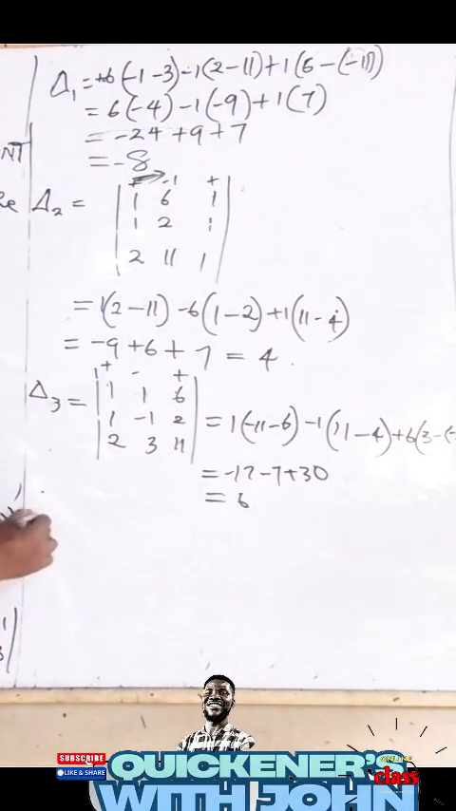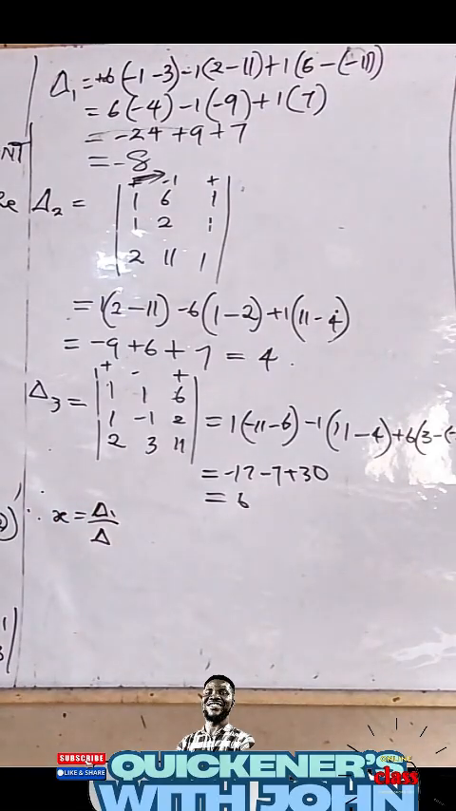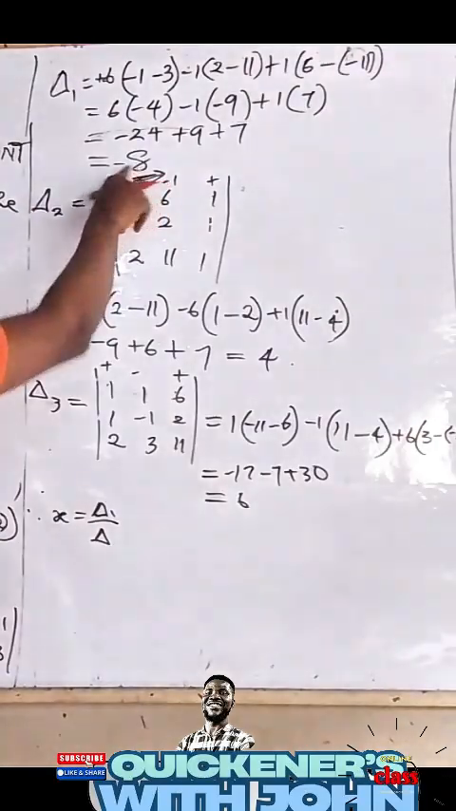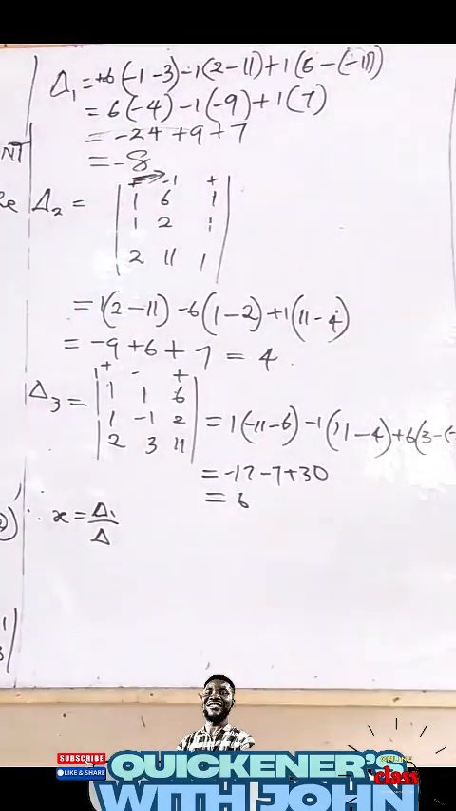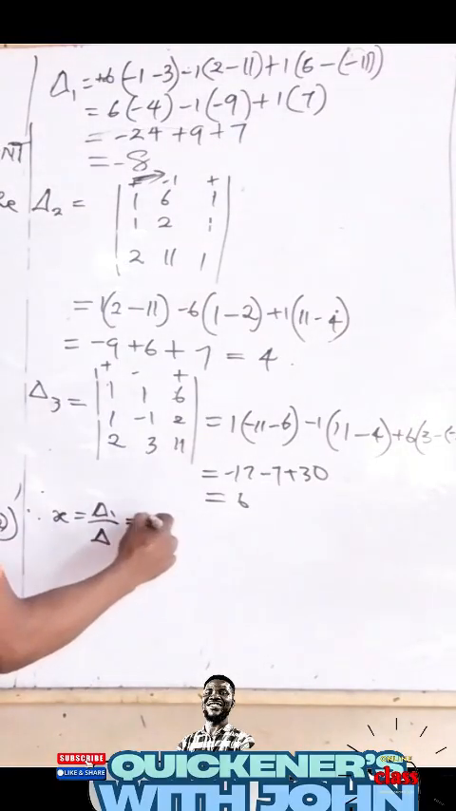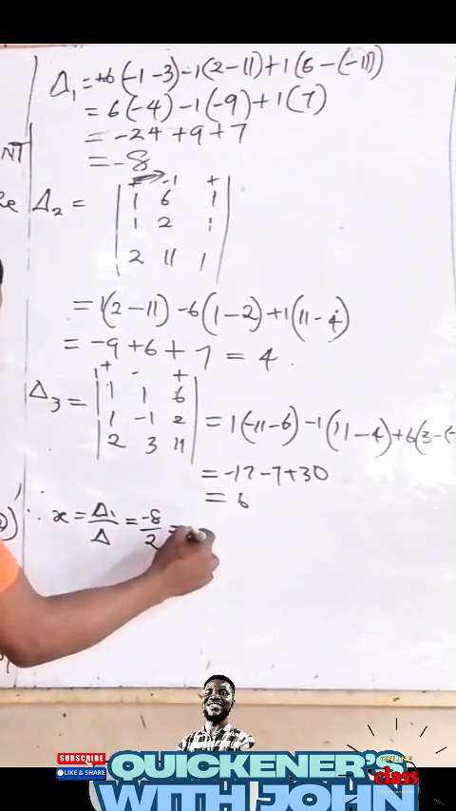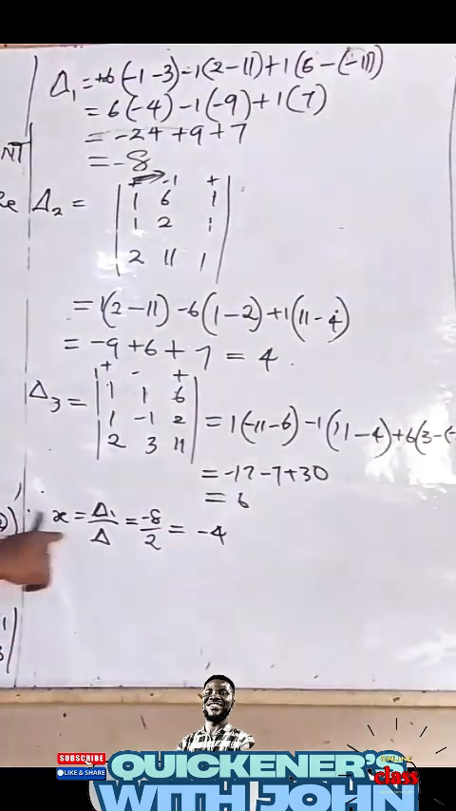So therefore, our x is what? Delta 1 over the normal delta. So this is our delta, and this is delta 1. What do you get from delta 1? Minus 8. Minus 8 divided by delta. Our delta is what? 2. So minus 8 divided by 2, our answer is what? Minus 4. So the value for x is minus 4.